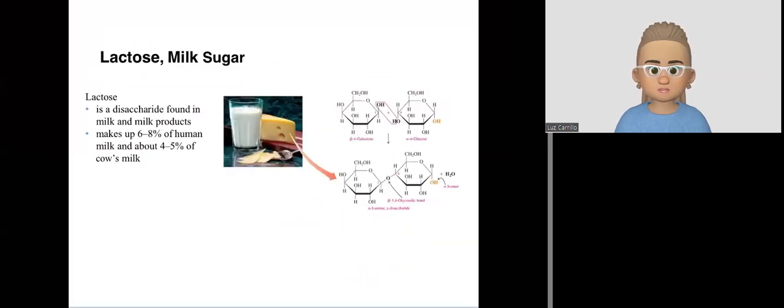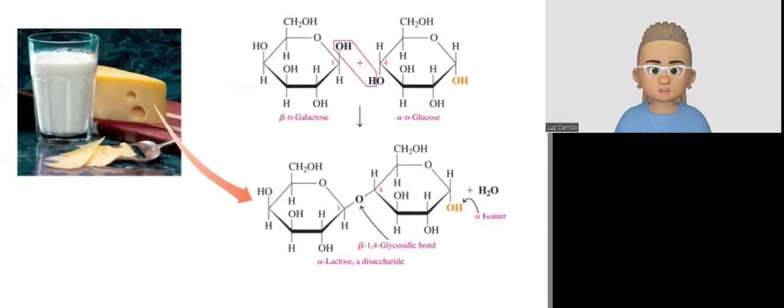Let's now go over lactose, which is actually milk sugar. Milk sugar or lactose is actually a disaccharide that is found in milk and milk products. Understand that this milk sugar can be found not only in cow's milk, but also in human milk. Lactose is actually composed of the 2 monosaccharides, beta D-galactose and alpha D-glucose.